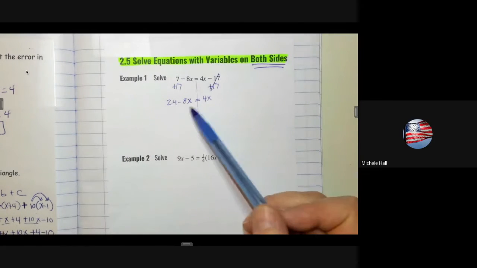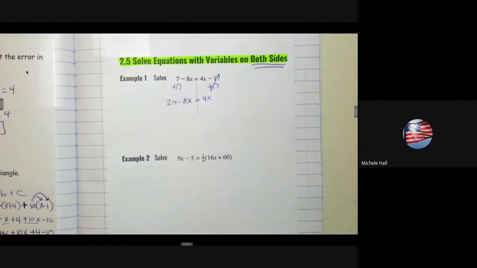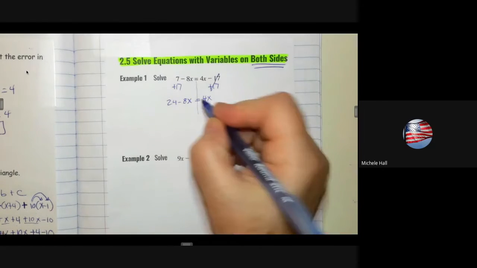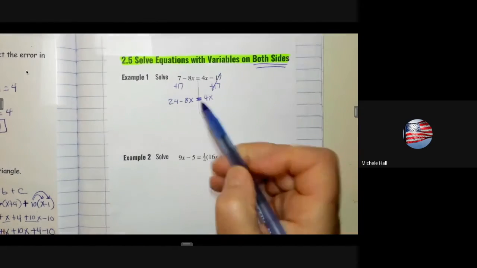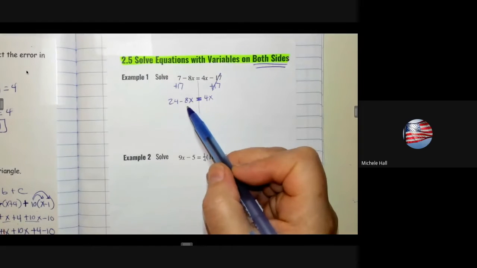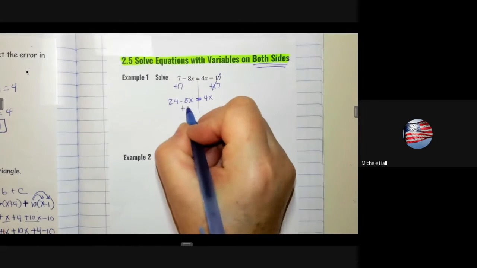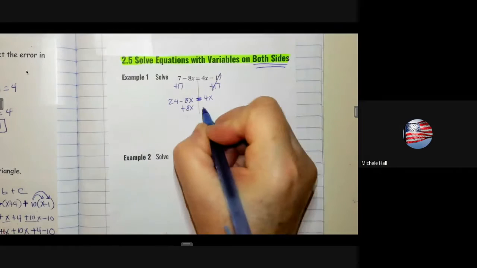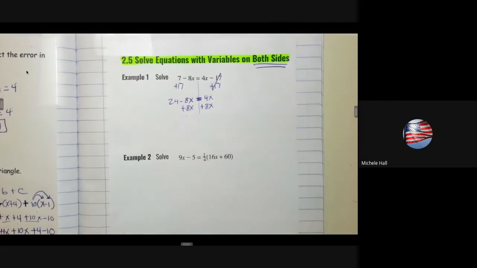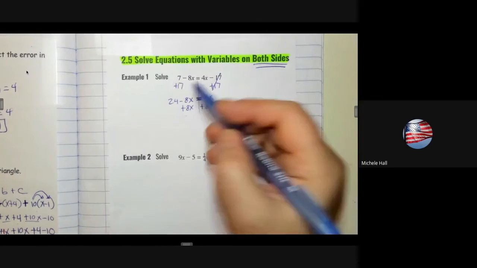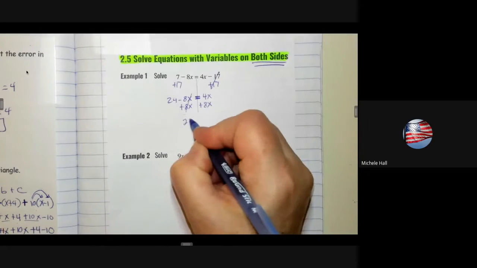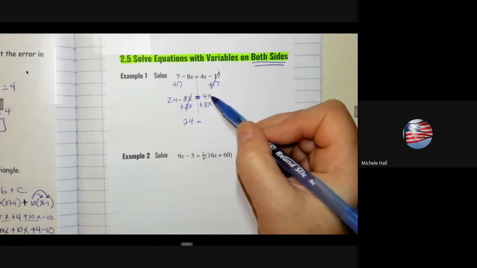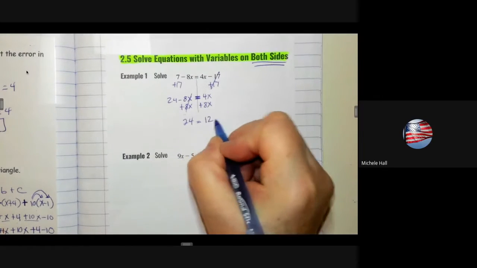Now I would like to shift the -8x over to the 4x. How do I shift it? By using the opposite. I'm not trying to solve right now. I'm still trying to simplify on the same side, on the opposite side. If I want to shift any term at all, I do the opposite. The opposite of -8x would be +8x. I'm going to add 8x to the left side of the equation, and I'm going to add 8x to the right side. A -8x and a +8x cancel, and we're left with 24 equals 4x plus 8x is 12x.